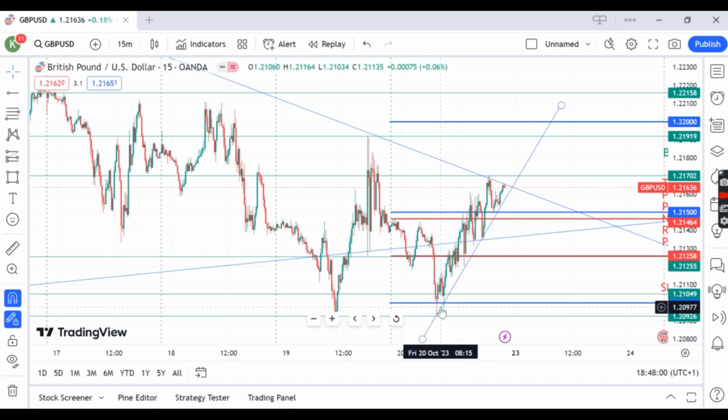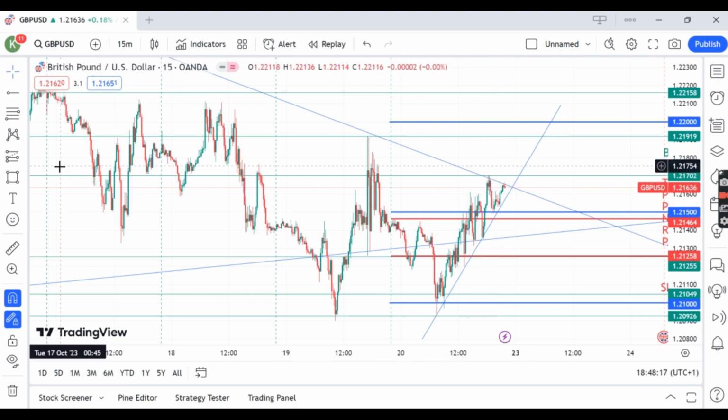And then it came and rested on the psychological level, came back and retested this same price action level, broke it, came to this side, tested it and swung for a while, broke it again, broke the psychological level, went straight to the next price action.